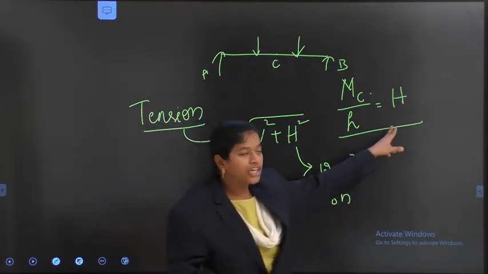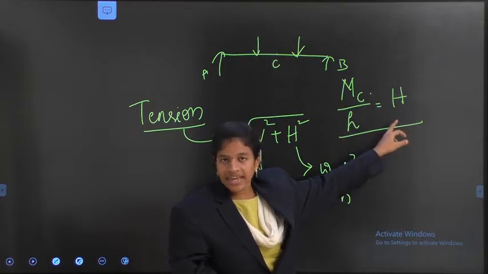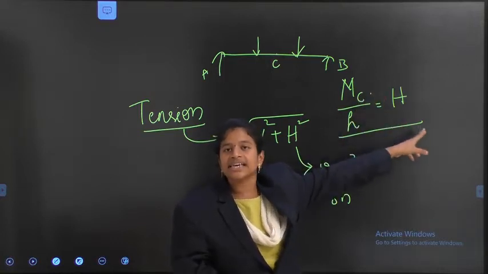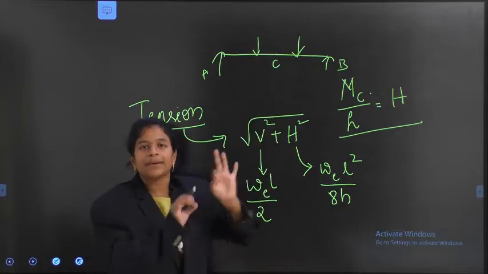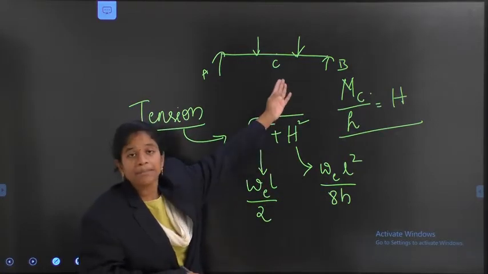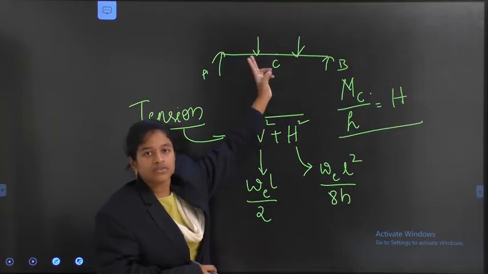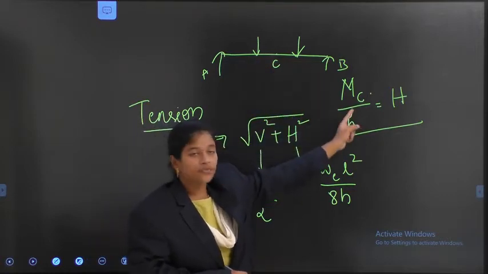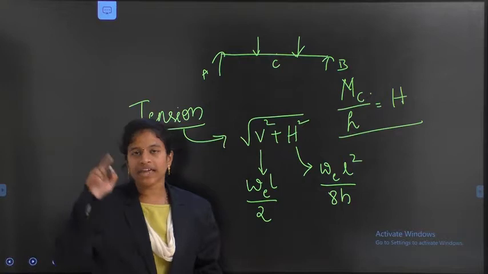Later, we are going into the condition that C is a hinge. Initially, it was simply a beam, and at C I am calculating the beam moment, nothing but the bending moment at C value. So this MC will be useful here, and small h is the tip of the cable.